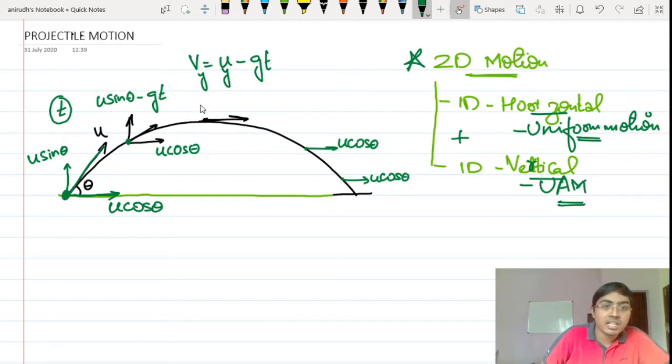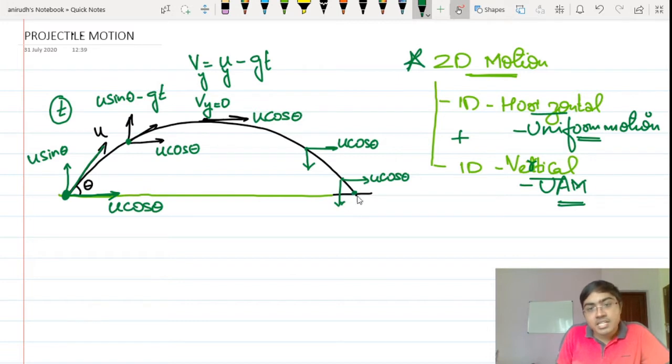At this position, the vertical velocity Vy is equal to 0, while the horizontal velocity is still u cos theta. Now, as it comes down, the velocity in the y direction keeps on increasing, and then this velocity will be equal to the initial velocity in the y direction when it comes down and hits over here, right? So that is the entire concept of projectile motion.